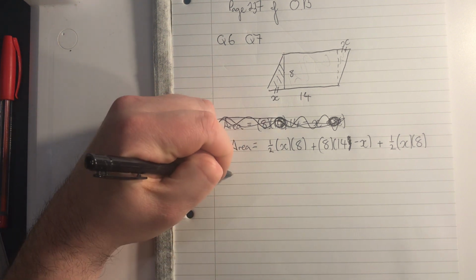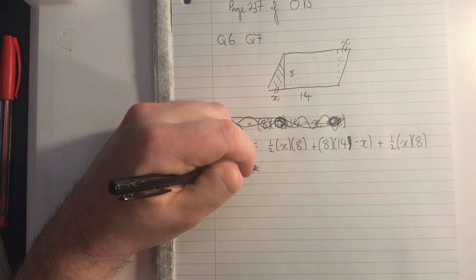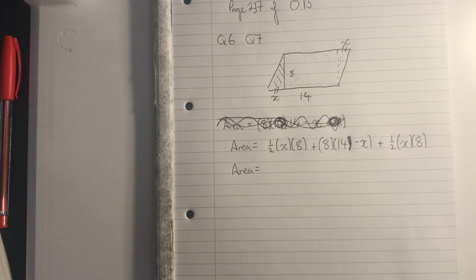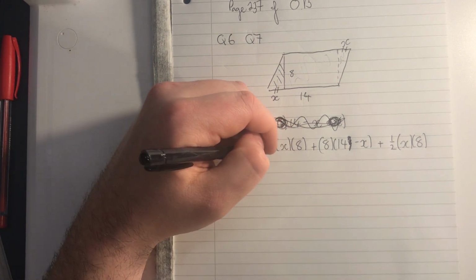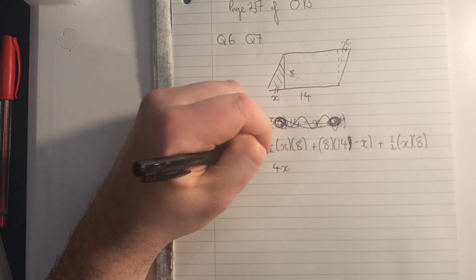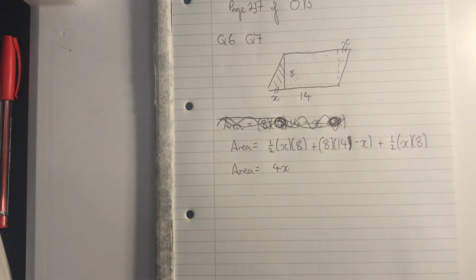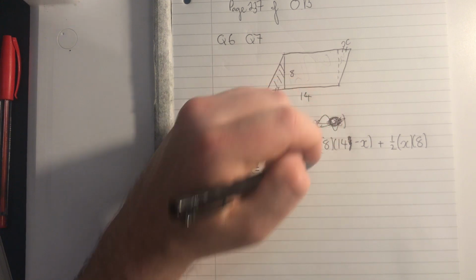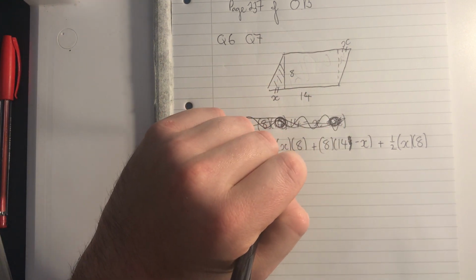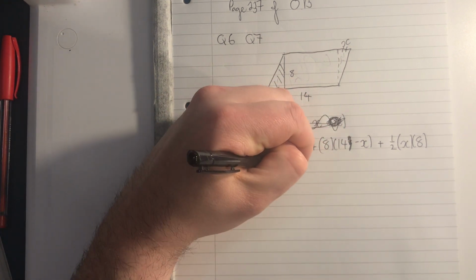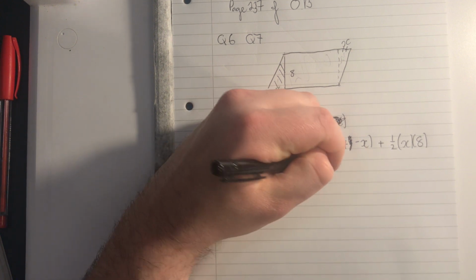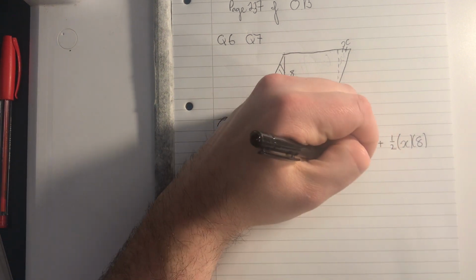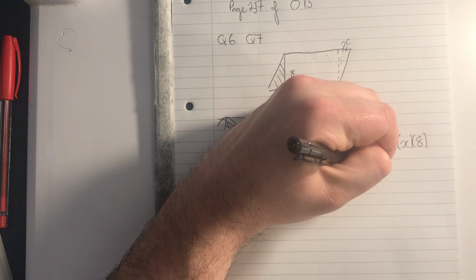Okay, that's good. Area equals... Okay, so it's now 4x. A half times x times 8 is 4x. Plus 8 by 14, well, that's 80 plus 32, which is 112, minus 8x plus 4x.